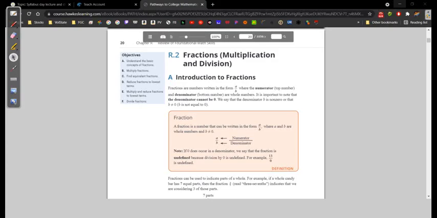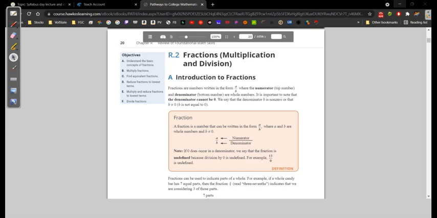Okay, today we're talking about fractions. Alright, so introduction to fractions. Fractions are numbers written in the form A over B, or A divided by B, where the numerator, the top number, and the denominator, the bottom number, are whole numbers. It is important to note that the denominator cannot be 0.